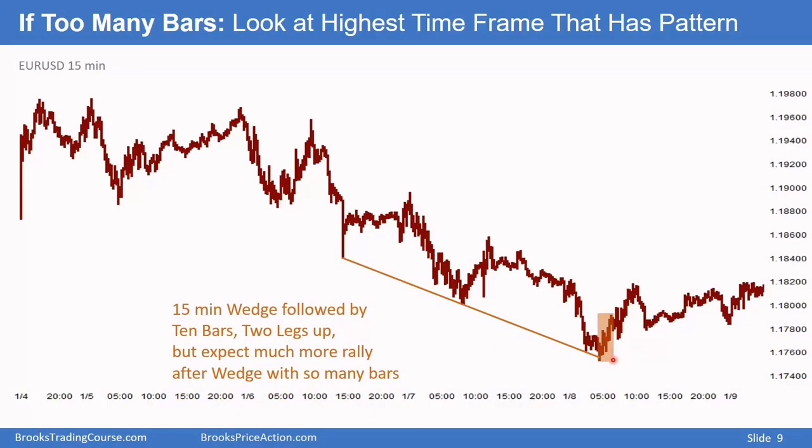And you expect 10 bars and 2 legs up. But is it 10 bars on this time frame or 10 bars on the highest time frame that also shows the same pattern? If you're looking for 10 bars and 2 legs, you have it right here. However, the pattern is so big, it's probably also a wedge bottom on a higher time frame chart. I want 10 bars, 2 legs up on the highest time frame chart that shows the pattern.